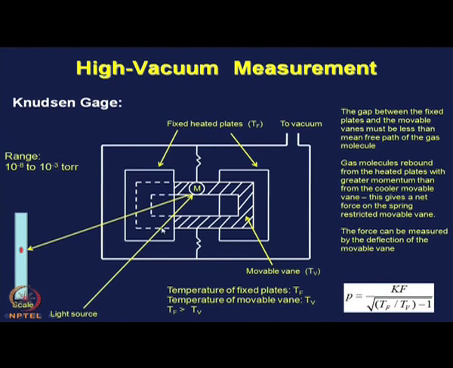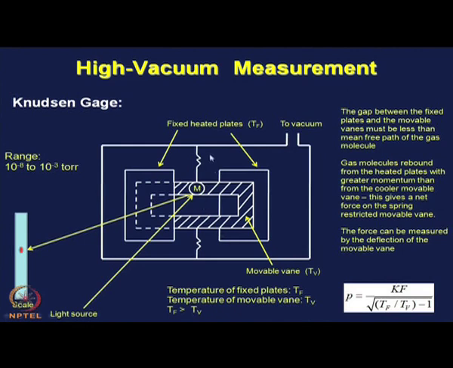This is a schematic of Knudsen gauge. We have two heated plates which are fixed. In between, we have a movable vane. The two heated plates have temperature Tf, whose absolute temperature should be exactly known. The gap between the movable vane and these fixed heated plates should be extremely small, less than the mean free path of the gas molecules whose pressure we are going to measure.